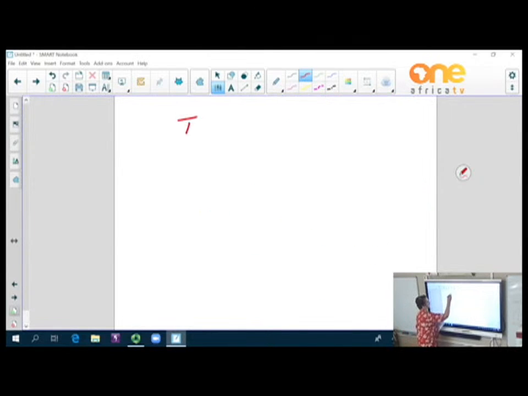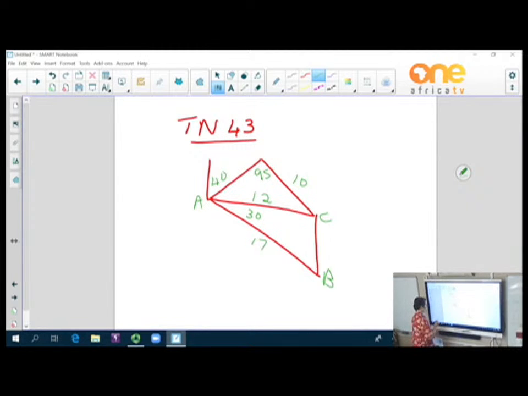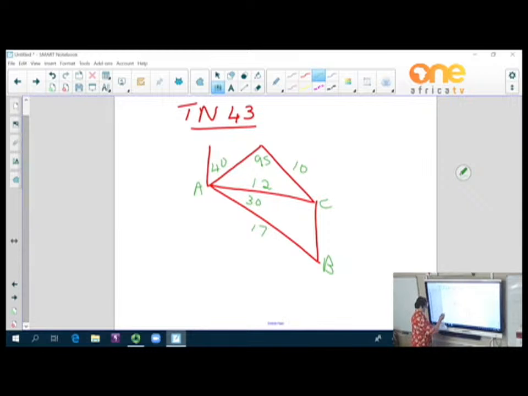Right, the next one is Try Now 43. Try Now 43. So here they combine the bearings here with a triangle. So this is also a very nice question that we have here. This angle is 40 degrees. There's a 95-degree angle. 12, 10, 30, and 17. And the first thing that we always look at is, is it a right angle triangle or not? And this is not a right angled triangle that you have here now.